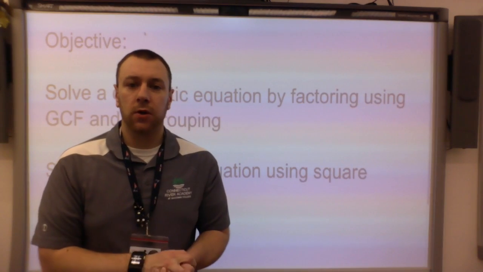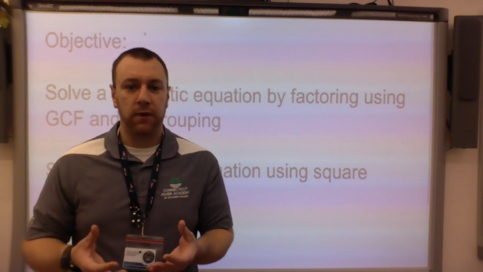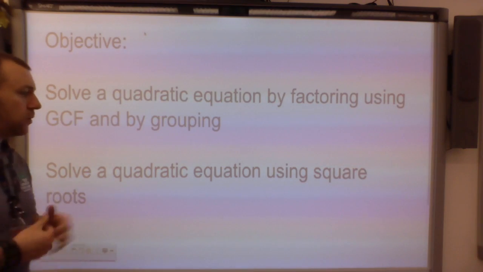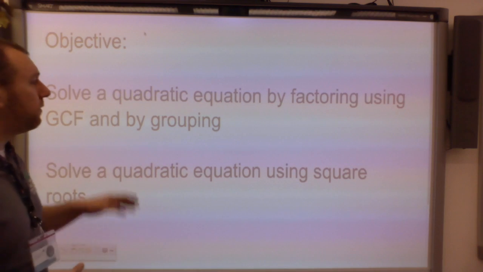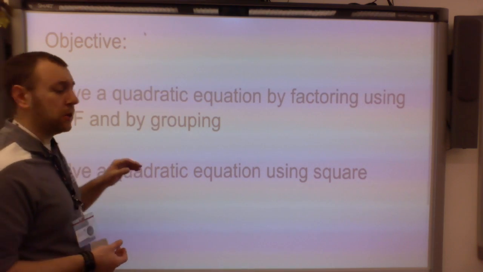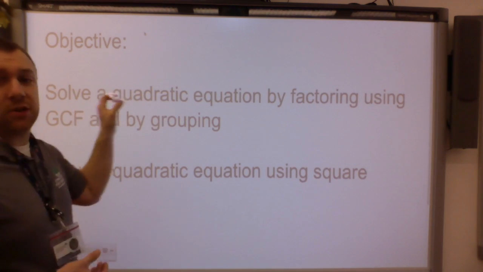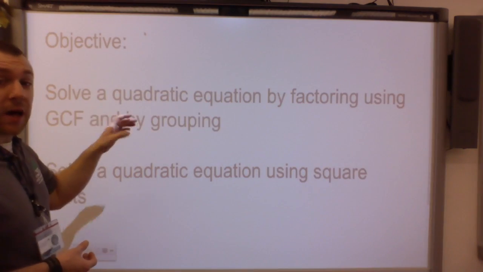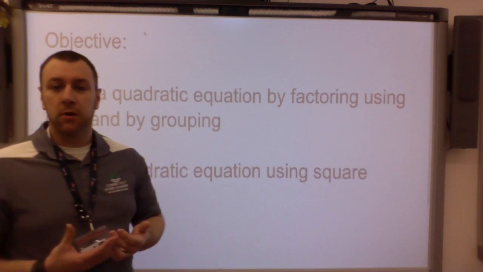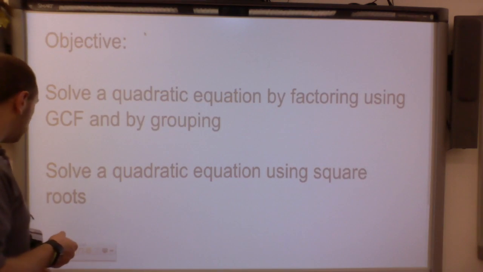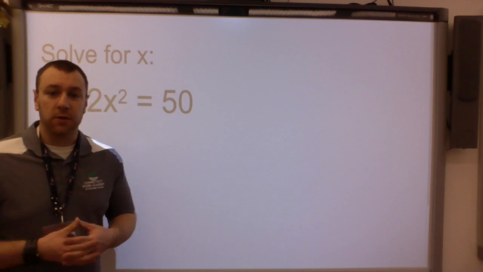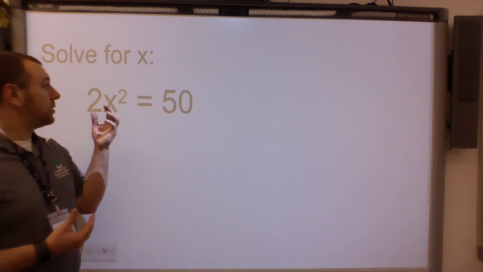Hey guys, so the objective of this video is to solve a quadratic equation using square roots. We already went through factoring a polynomial by greatest common factor and then grouping, and then we use that to solve. Now there's another way that we would solve, and it's using square roots. So for example, if I give you something like 2x squared equals 50.